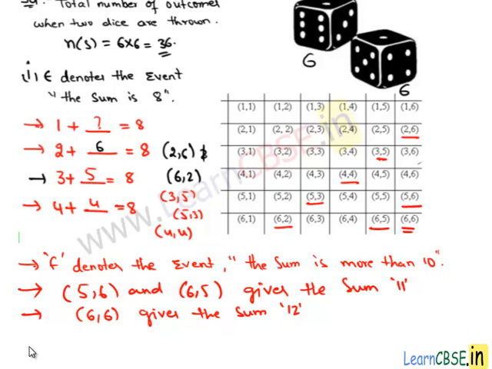Then the probability of event F is P(F), which is the ratio of the number of favorable outcomes to event F, which is 3, to the total number of outcomes, which is 36. Here the numerator and denominator contain the same factor 3. So 3 goes into 36 12 times. So the required probability is 1/12. And this completes our solution.